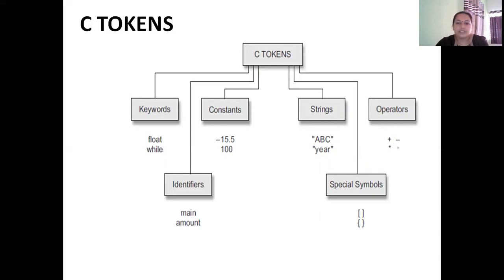Next, we have the C tokens. So C tokens are the smallest building blocks of C program. There are 6 categories of C tokens: keywords, identifiers, constants, strings, special symbols, and operators. So C consists of several keywords, in fact 32 keywords. Keywords have their own special meaning, predefined meaning. So examples of keywords are float, while, etc. Next, C supports identifiers like names given by the users for their data, like amount, sum, product, so on.